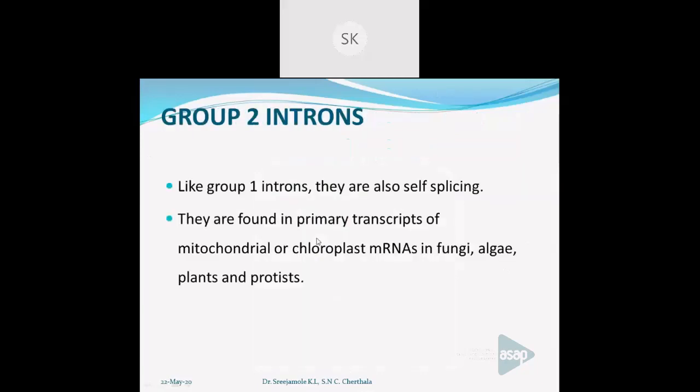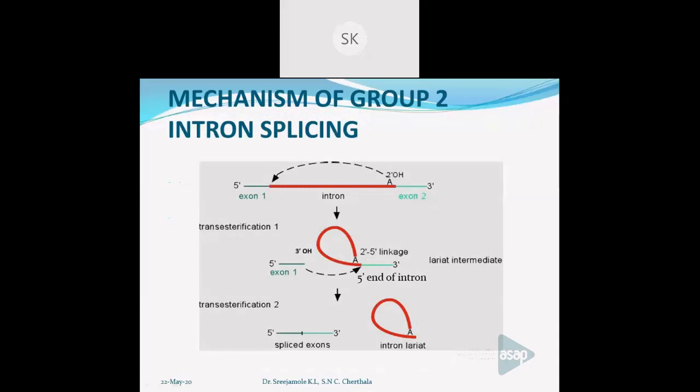Then coming to the group 2 introns. Group 2 introns are just like group 1 introns. They are also self-splicing, and they are also found in primary transcripts of mitochondria or chloroplast mRNA, in fungi, plants and protists. They don't need any proteins to assist in the splicing mechanism. So this is the mechanism of group 2 intron splicing.